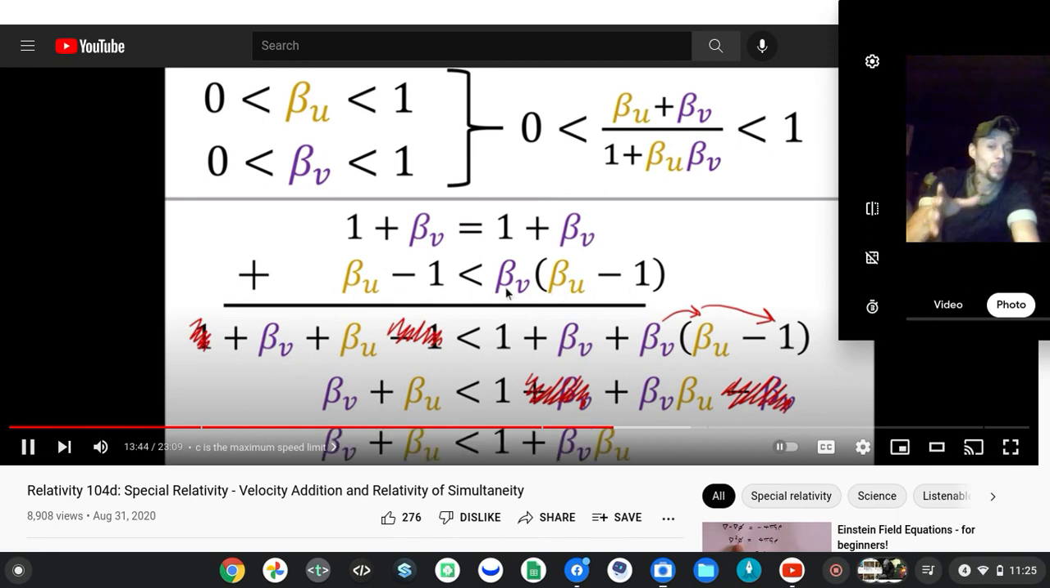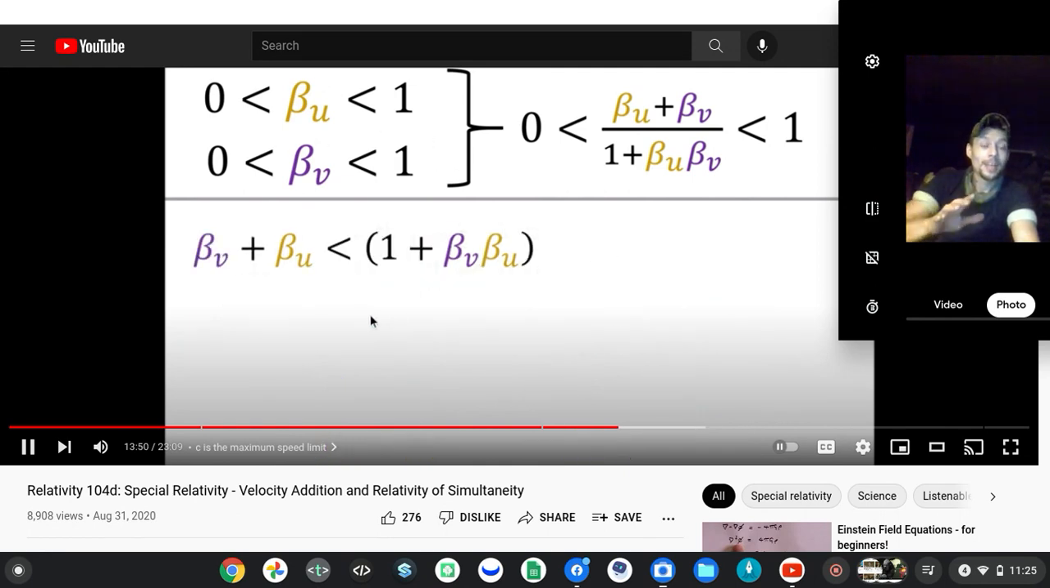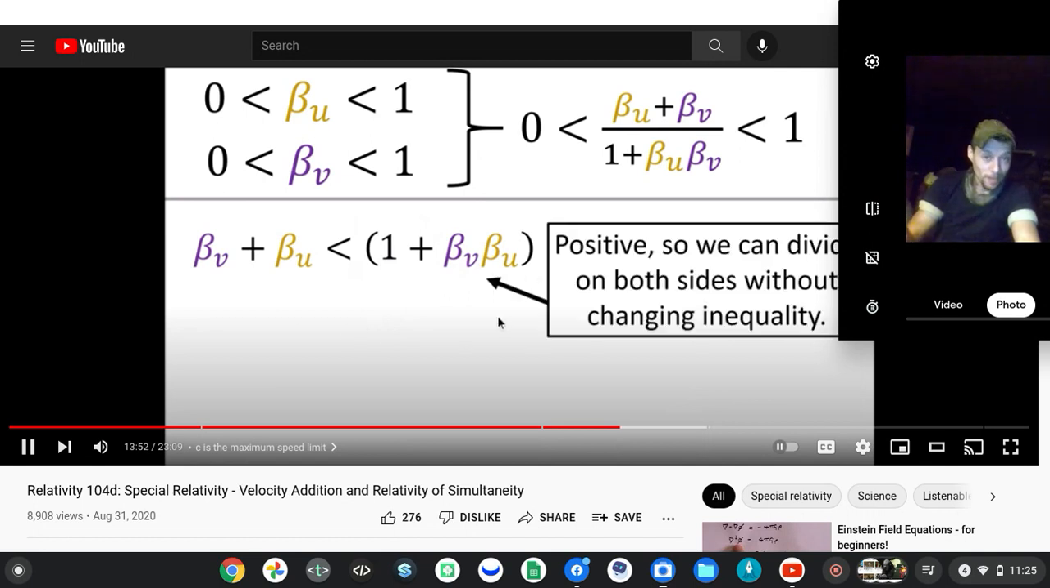So we're left with beta u, doing it. I don't know the orientation or position of u just yet, 'cause they're close to 1 plus beta v times beta u. Since 1 plus beta v times beta u is positive, we can divide both sides of the inequality by it without changing the inequality. If this was a negative number, we'd have to change the direction of the inequality. But because it's positive, we can leave the inequality sign as it is.